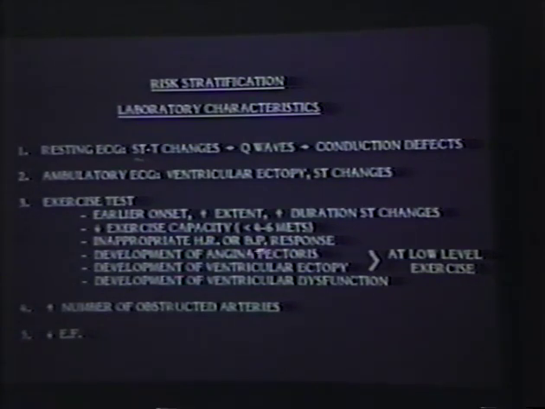And at low-level exercise, if there is an inappropriate heart rate or blood pressure response, angina develops, ventricular ectopy, or clinical evidence of ventricular dysfunction, S3, mitral regurgitant murmur, ectopic impulse on the chest, this is the high-risk group. And I'll show you in a moment how I use these data. And if we go to invasive studies, we are all aware that the increased number of proximally obstructed arteries and the lowered ejection fraction also identify a population at increased risk.